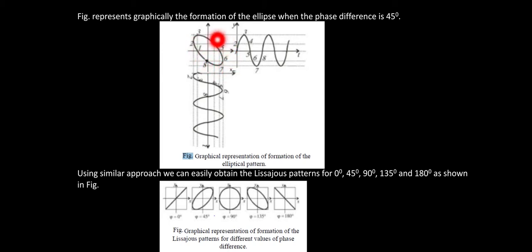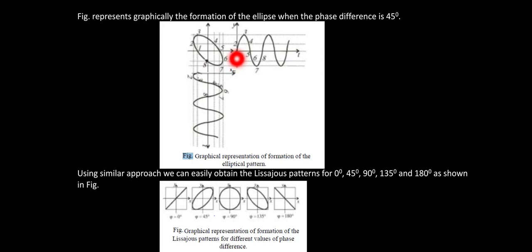So I am explaining how this is happening. We see this wave and this wave. This wave has a phase difference of 45 degrees, since it started from this point.